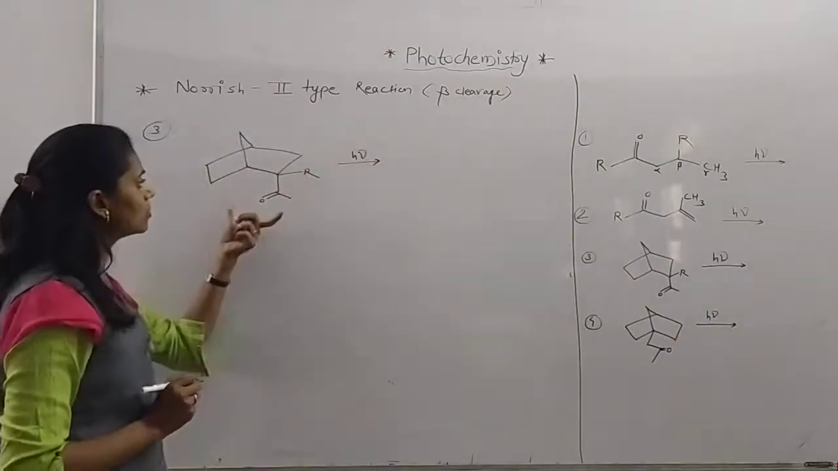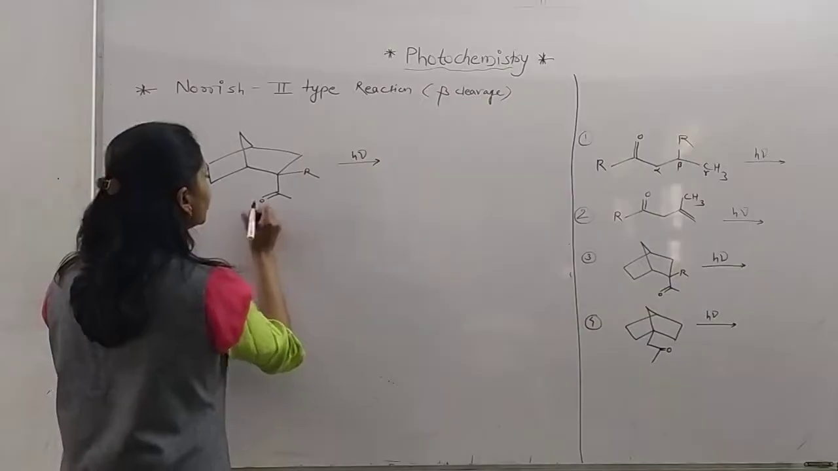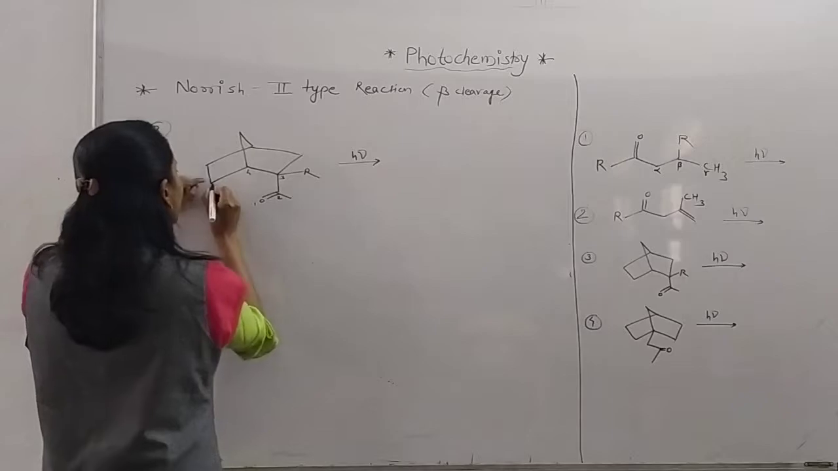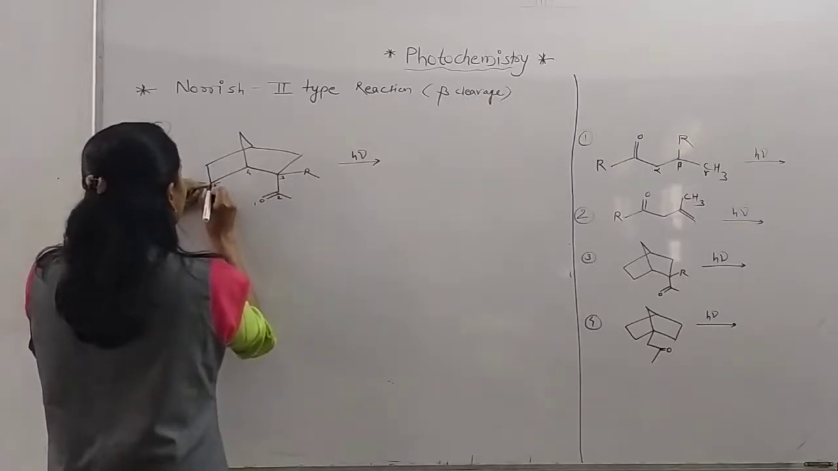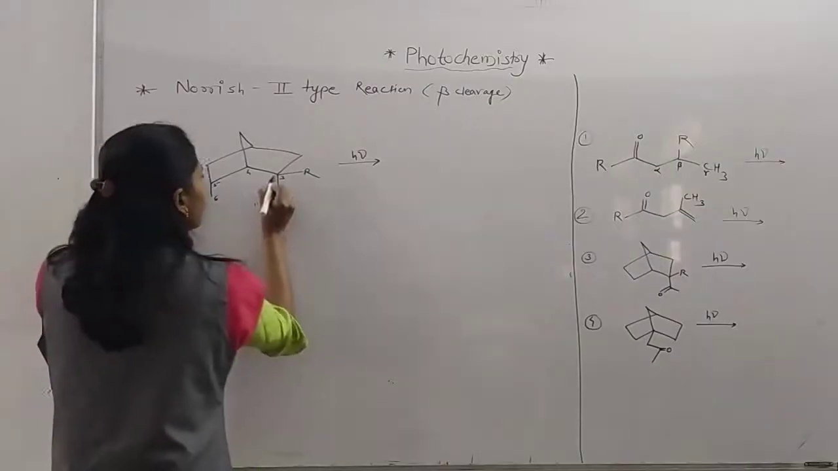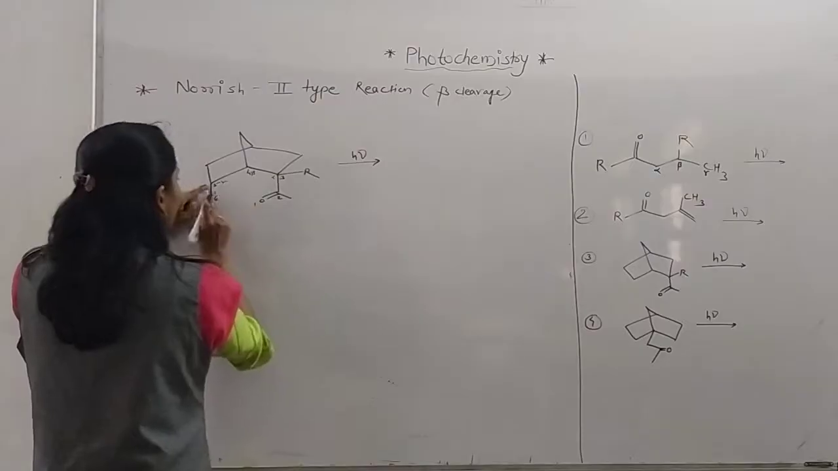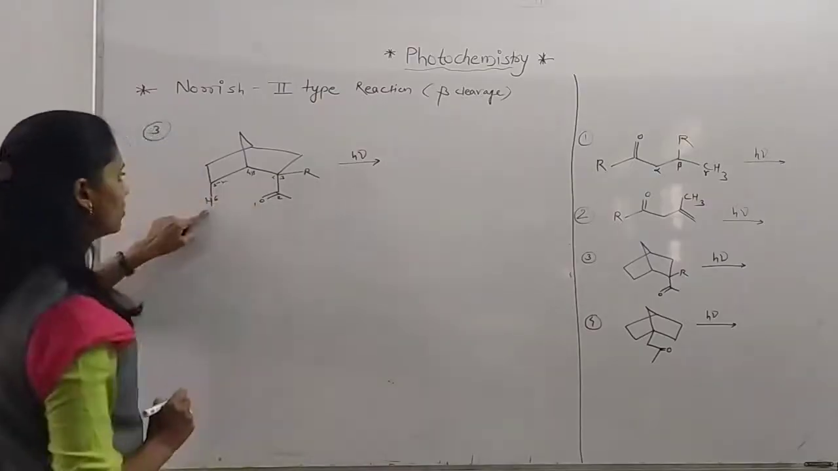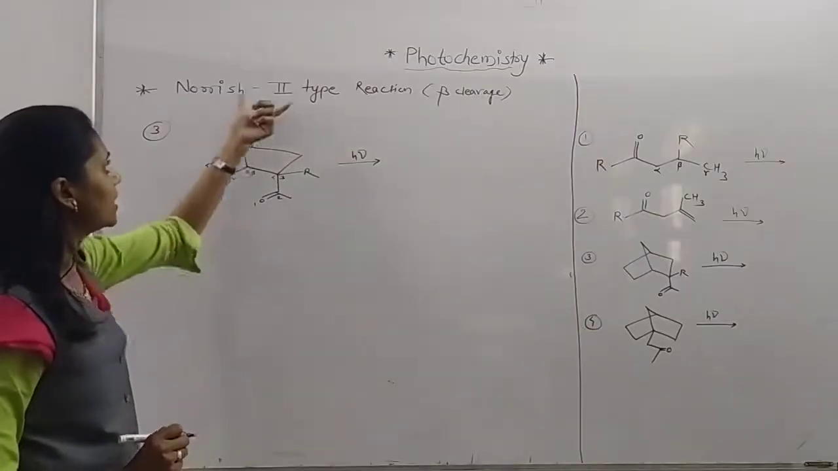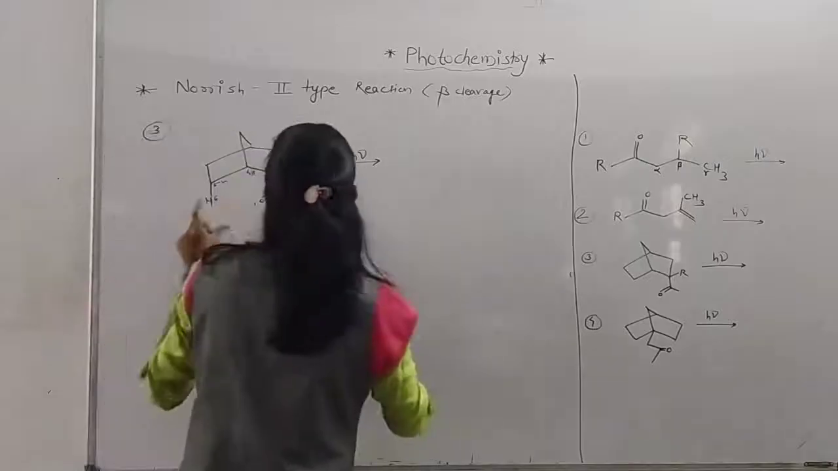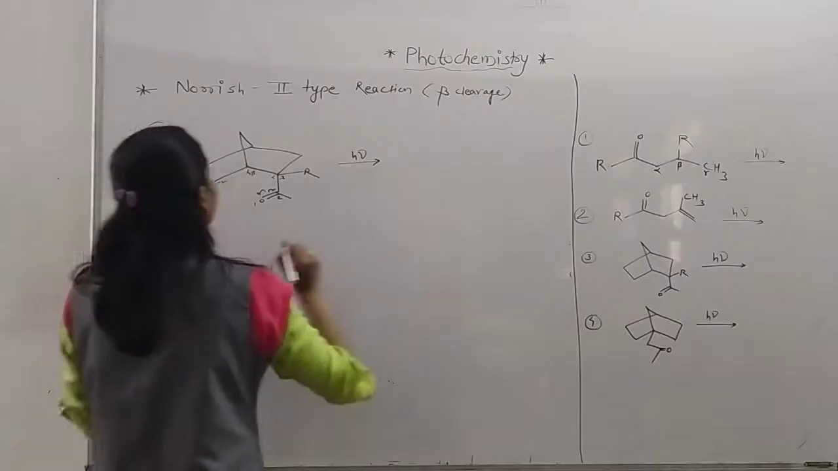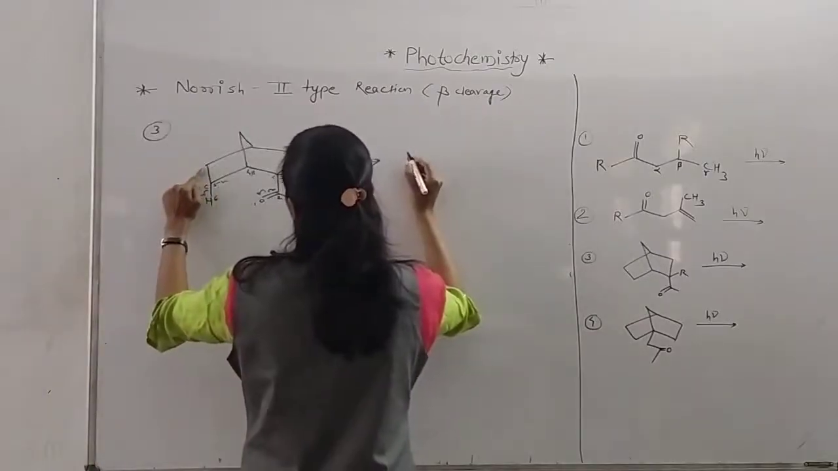Give the numbering to the carbonyl group 1, 2, 3, 4, 5. There is a CH group, and one hydrogen is there, and it's the number 6 hydrogen. That means when we give alpha, beta, gamma, then we can say that this is the gamma hydrogen. So this is the reaction which can be solved by the Norrish type 2. Now here we cleave the carbonyl bond as well as this carbon hydrogen bond. We get a 1,4 radical system here.